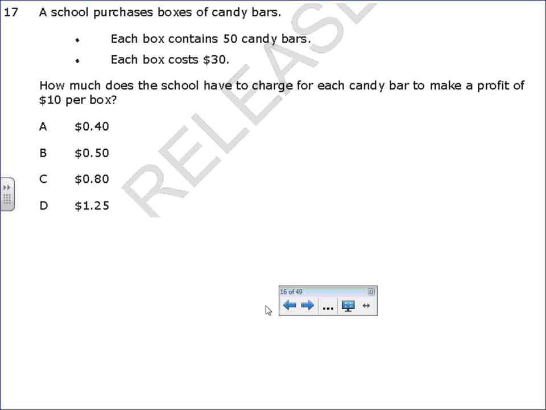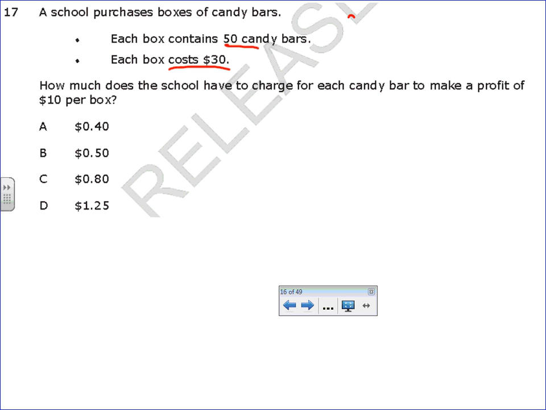Okay, for 17, it says a school purchases a box of candy bars. Each box contains 50 candy bars. Each box costs $30. How much does the school have to charge for each candy bar to make a profit of $10 per box? Okay, well, the first thing I'm going to do is if I know each box costs 30 and there's 50 candy bars, I want to know what's the price per candy bar at cost. Okay, so if I don't sell them, how much should I have to pay per candy bar?